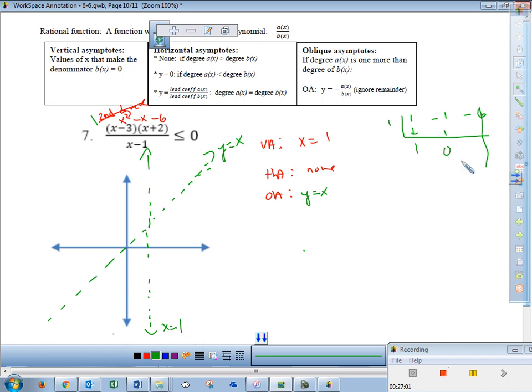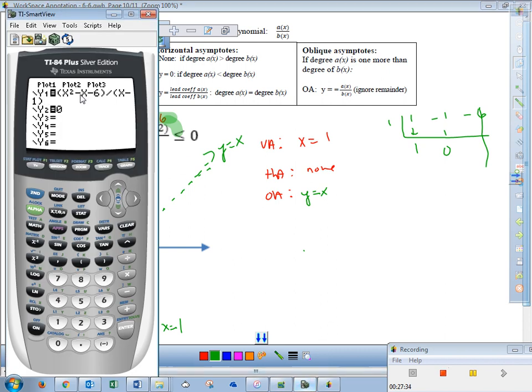When I type this in my calculator, it is much, much easier to type the expanded version of your numerator in than those parentheses, because you'd have to do double sets of parentheses. You'd have to put parentheses around it here and then here before you divide by x minus 1. So type the numerator in as an expanded person and divide it by x minus 1. Zoom 6, see what he looks like.